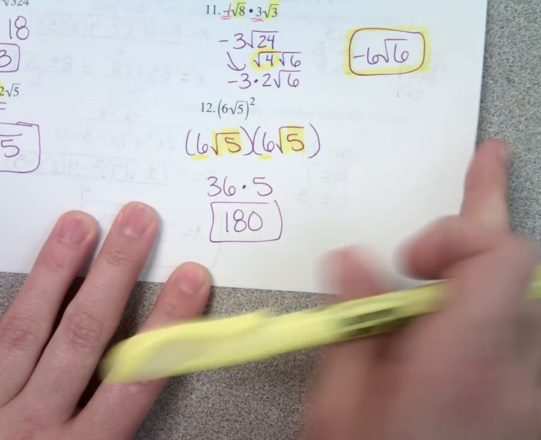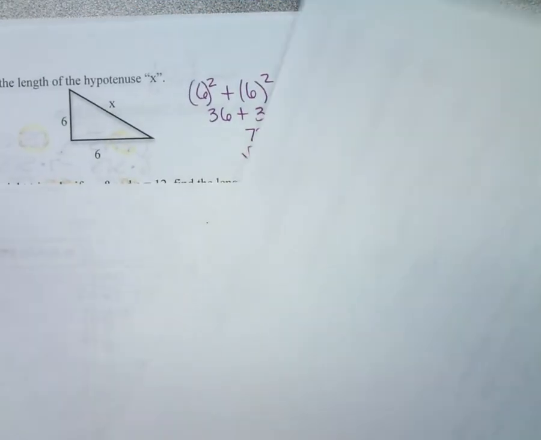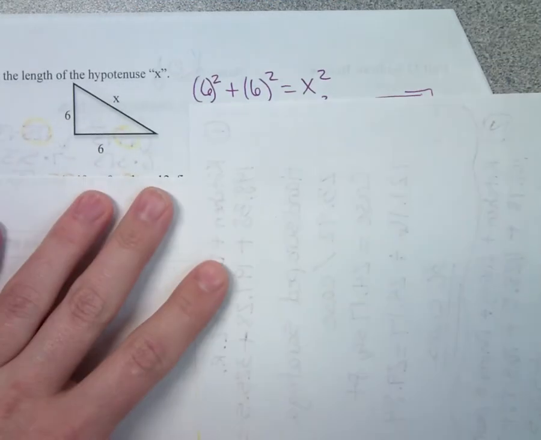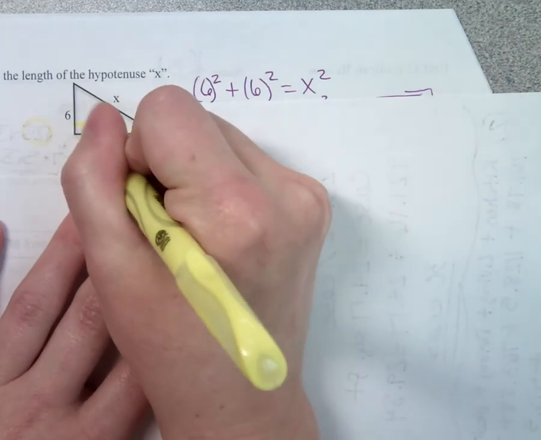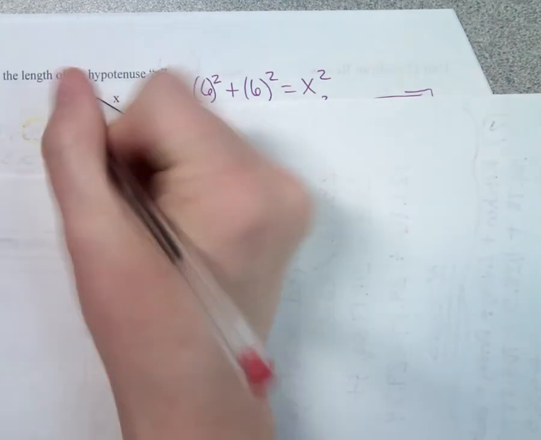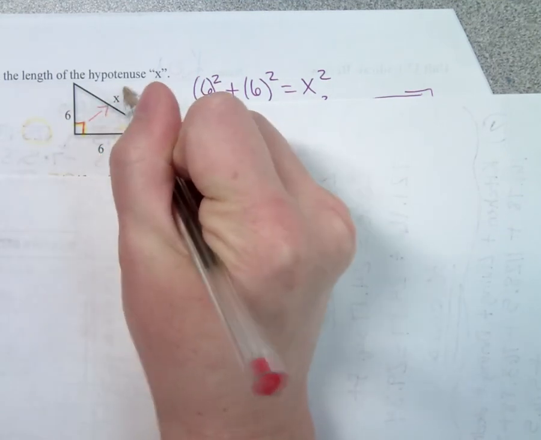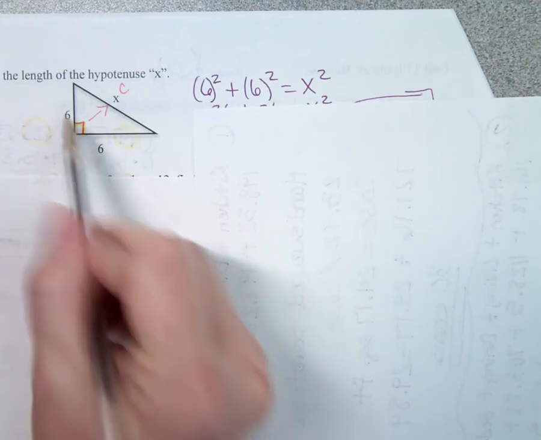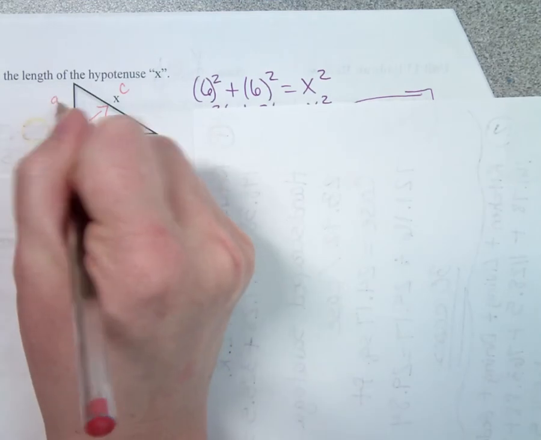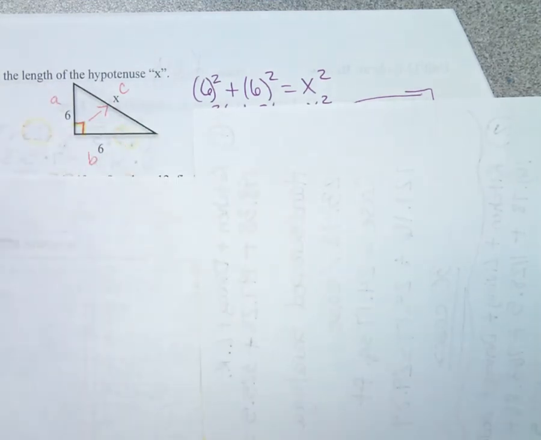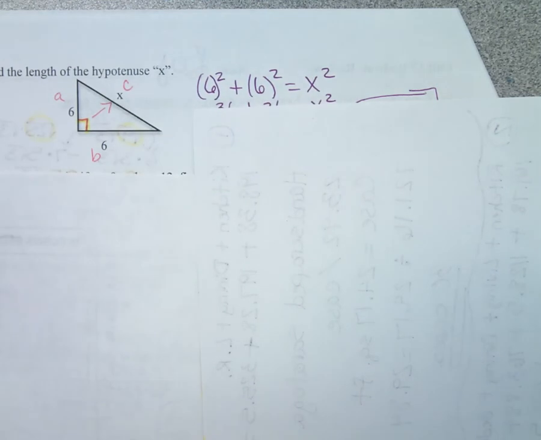Okay, let's move on. Now we get into the fun stuff. So number 13. This is about Pythagorean theorem. A squared plus b squared is c squared. I know you don't see a right angle there, but there should technically be a right angle right here. The side across from the right angle, that's your hypotenuse, called the c. The other two sides are your a and your b, and it doesn't matter which one's which. So I have 6 squared plus 6 squared is x squared.